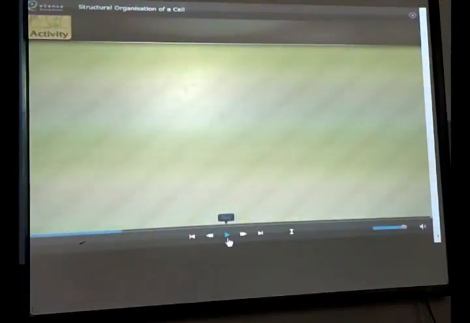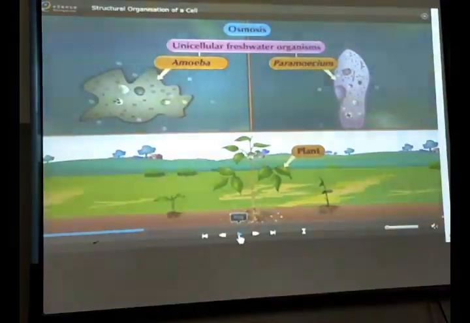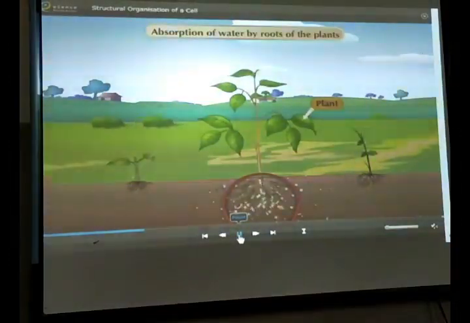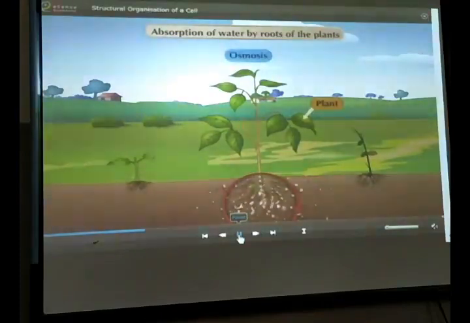Through this activity we can understand how the osmosis process takes place in different ways. Students, through this osmosis process, unicellular organisms like amoeba and paramecium also take in fresh water, and these are freshwater organisms. So the osmosis process also takes place there, and in plants also, dissolved salts are sucked up through the root, and the osmosis process takes place there.